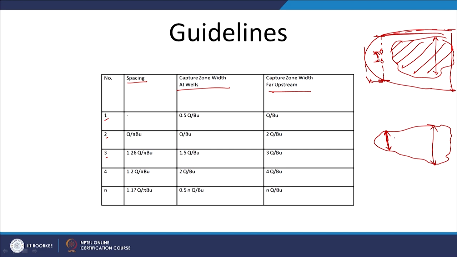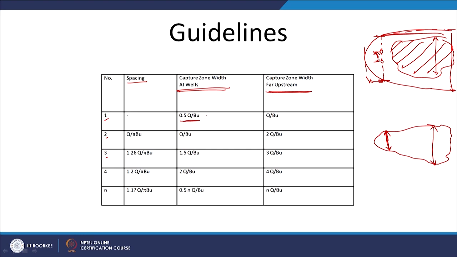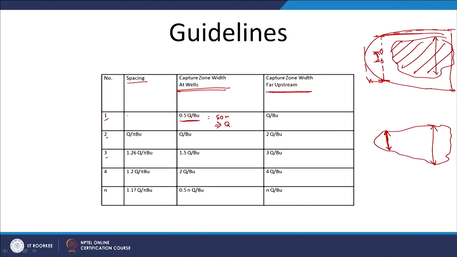So, based upon this particular width, I can come up with what would be the capture zone required at the wells and the capture zone width required far upstream. For that, I will choose some trial wells. I can start with one or start with two. If it is 50 meters, that should be the capture zone width at the wells, so I can equate this capture zone width at the wells to be equal to 50 meters. And I can calculate Q.